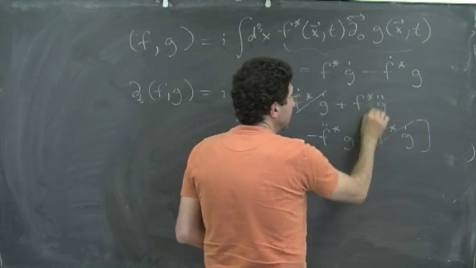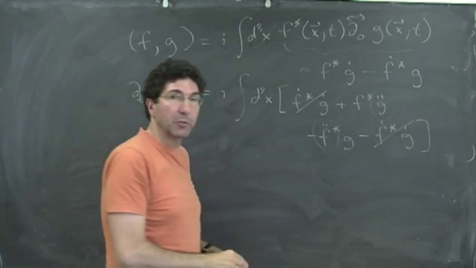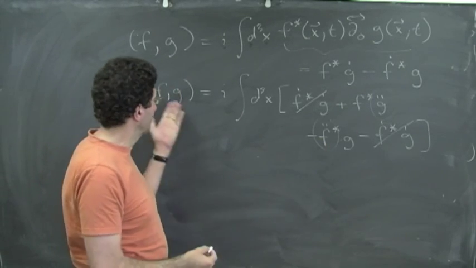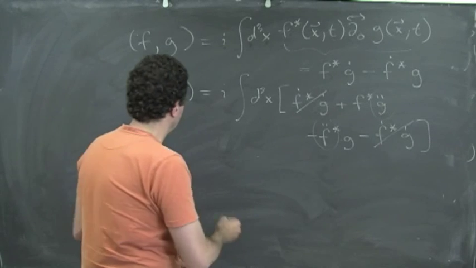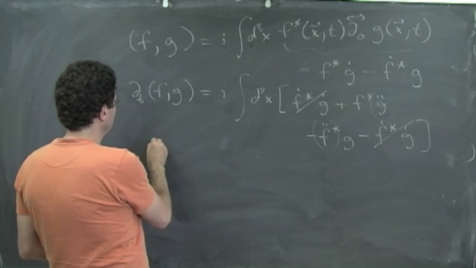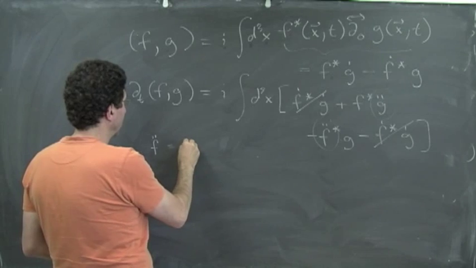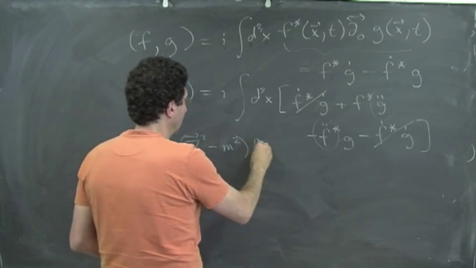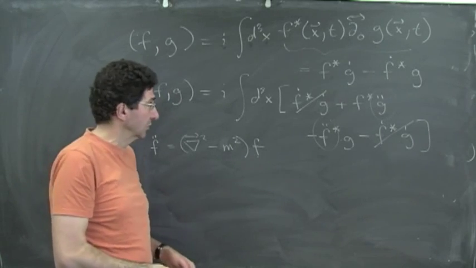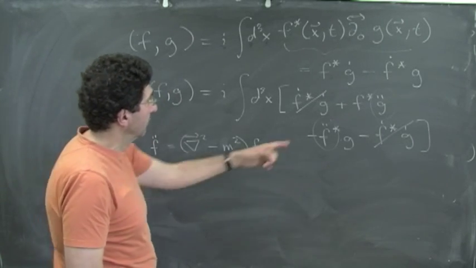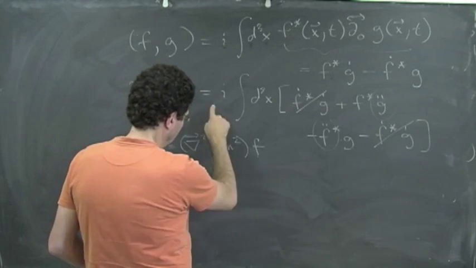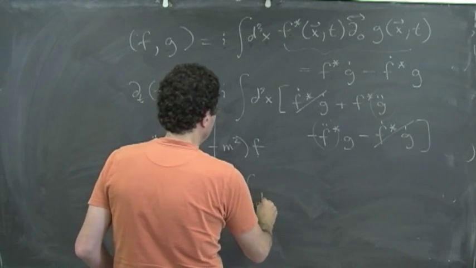And then these leftover terms with the double derivatives, we can simplify those using the Klein-Gordon equation because we're assuming that f and g satisfy that. And so that says, for example, that f double dot is equal to gradient squared minus m squared of f, and the same thing for g. Okay? And so if we plug that in up here, then this becomes, sorry about that little cross there, d cubed x.